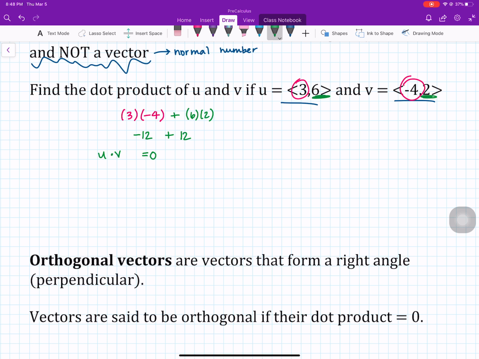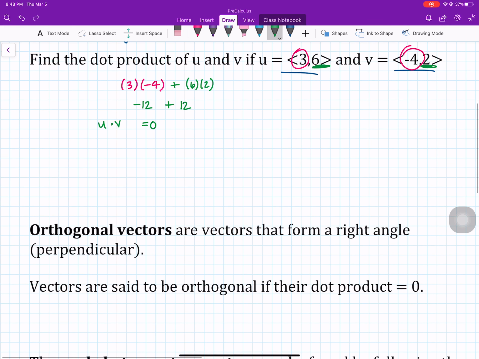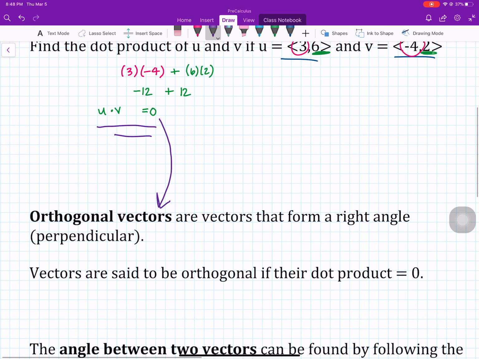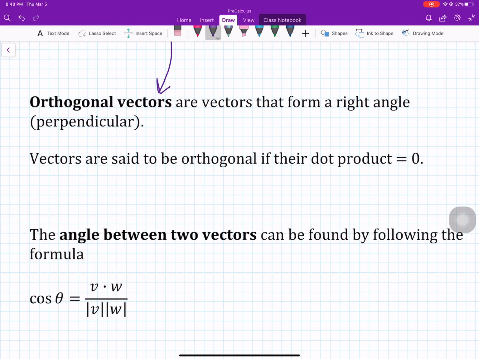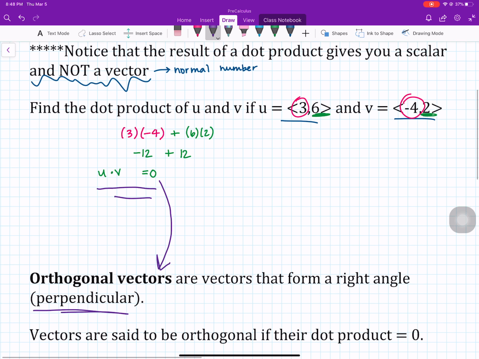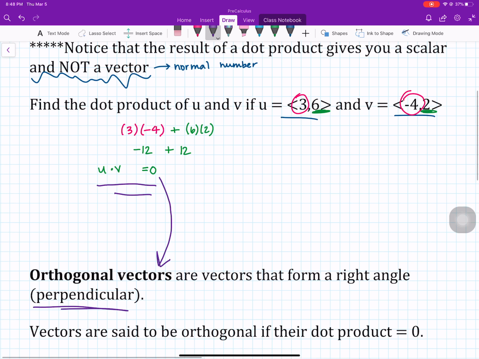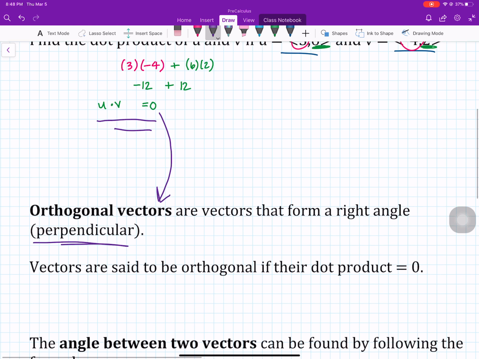Now, this leads us to a very interesting point. When the dot product is 0, you have an orthogonal pair of vectors. Orthogonal is just a fancy way of saying perpendicular. So the vectors above would be orthogonal, meaning their dot product is 0.